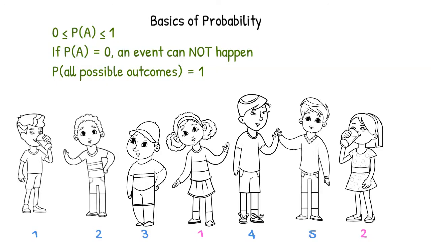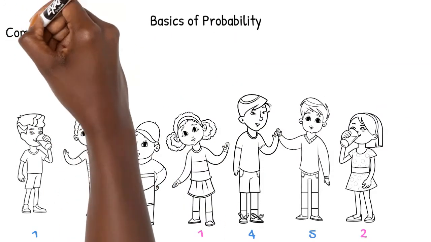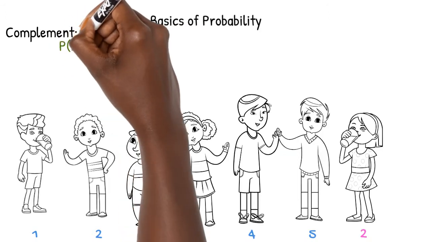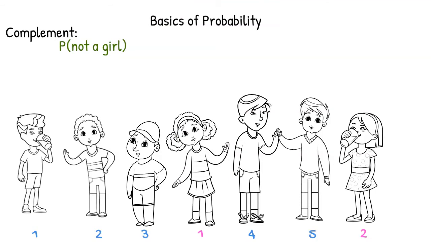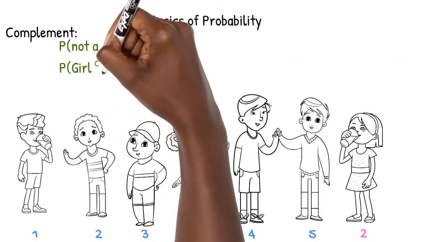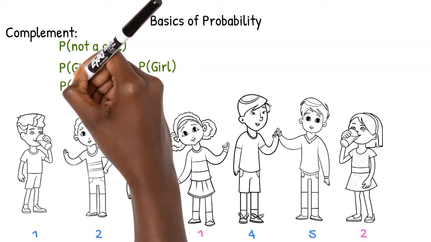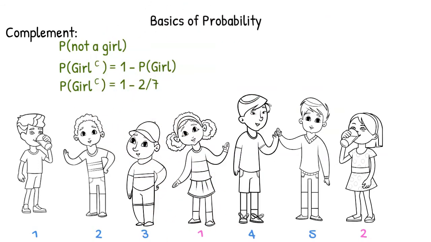Now, let's talk about the term complement. The complement of a set is everything outside of that set. So if I ask about the probability of picking someone who is not a girl, then I'm asking for the probability of girl complement. In this example, that's just the probability of picking a boy. But for some more complex examples that you may come across, it's helpful to know that the probability of girl complement is 1 minus the probability of picking a girl. The probability of girl complement is 1 minus 2/7, which is equal to 5/7.